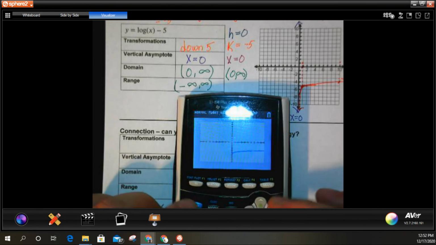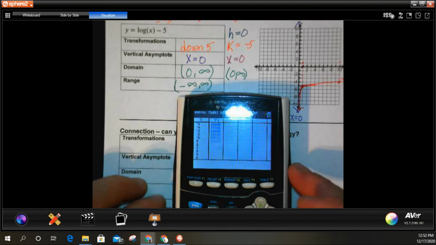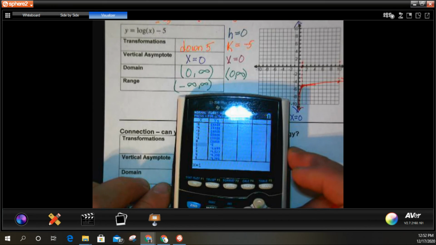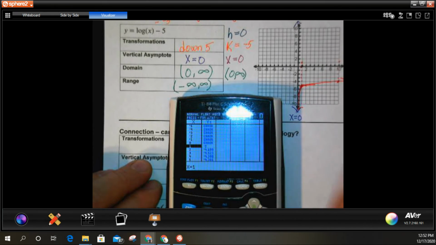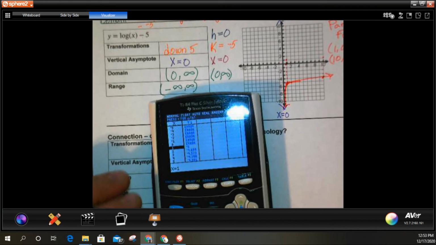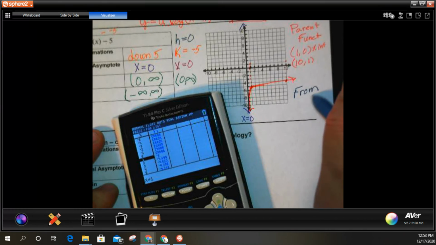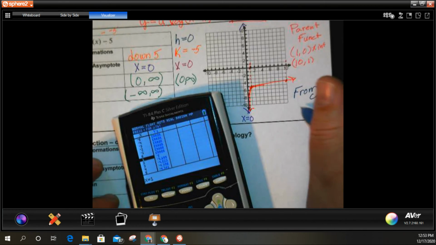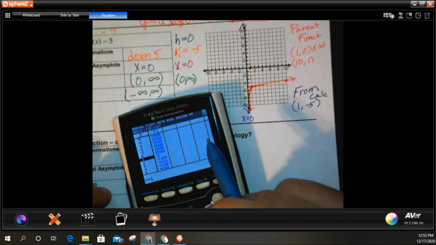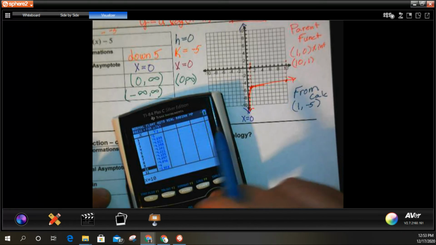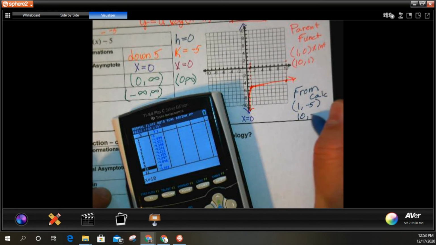Now this is from the calculator. This is from the parent function. This is from calculator. I got a good point of 1, negative 5. And let's see if I can get another good point here. Oh, 10, negative 4 is a good one. Okay, so 1, negative 5, and 10, negative 4.